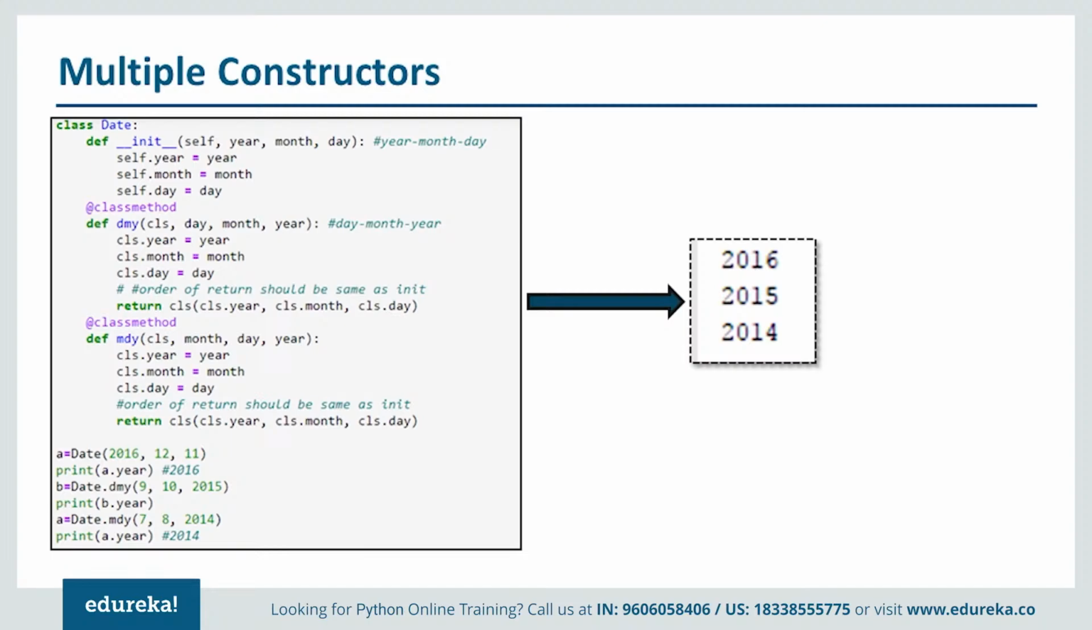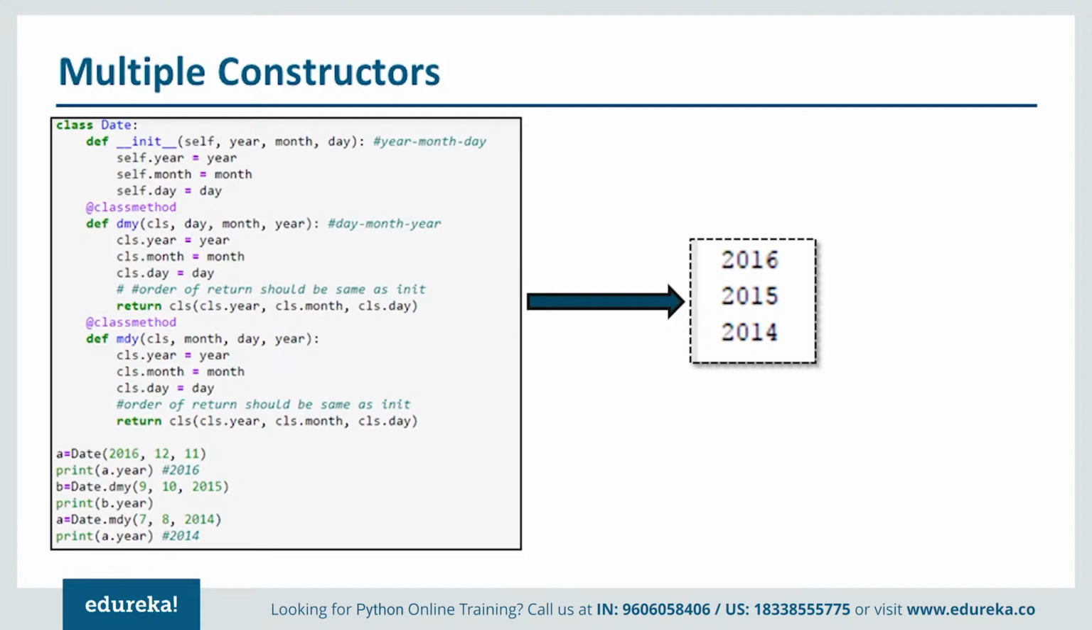Similarly, if we don't want to go for the constructors, we want to go for some other class methods. So in this case, I am saying b is equal to Date.dmy, and in there I am giving the value of day as 9. Now in this case, you can see the parameters themselves are different. The position of the parameters is different here.